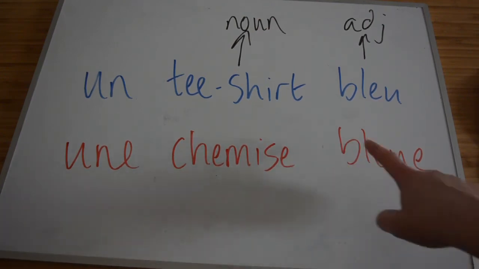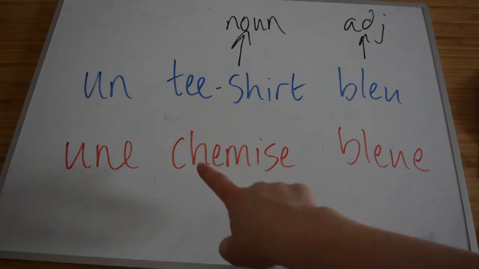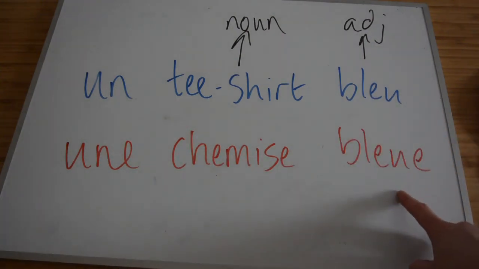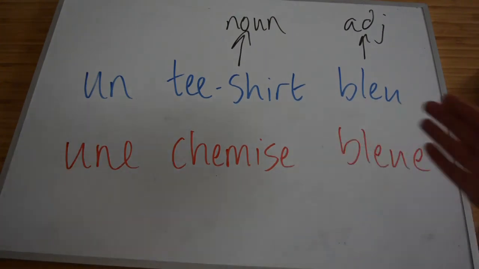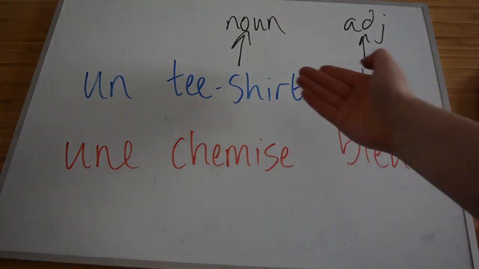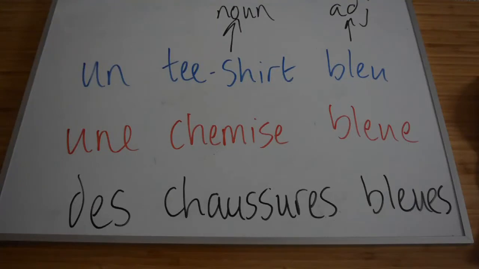When it agrees with the noun, they are both feminine. You can't have a feminine noun and a masculine adjective. You can't have a feminine noun and a plural adjective. They have to match. Feminine, feminine. Masculine, masculine. And the third and final one there in black is plural.